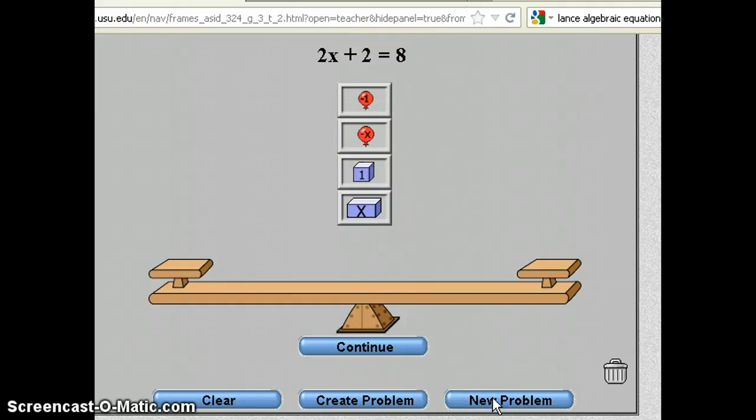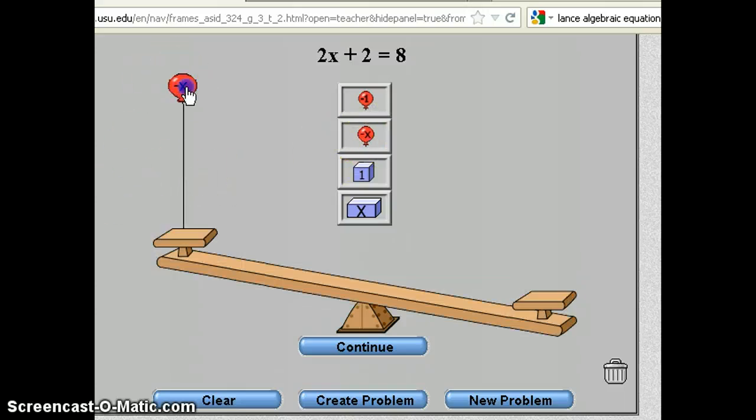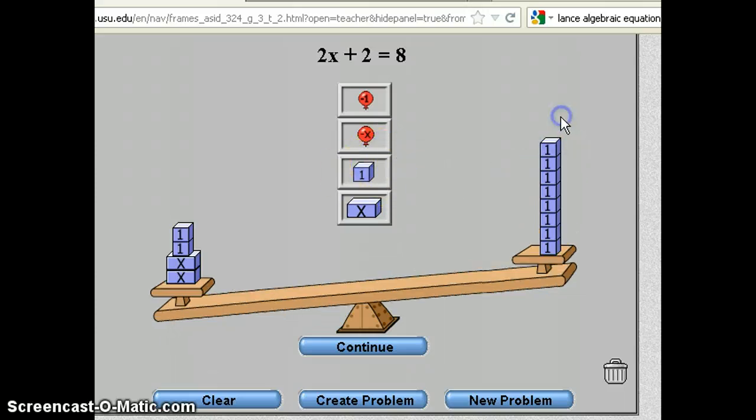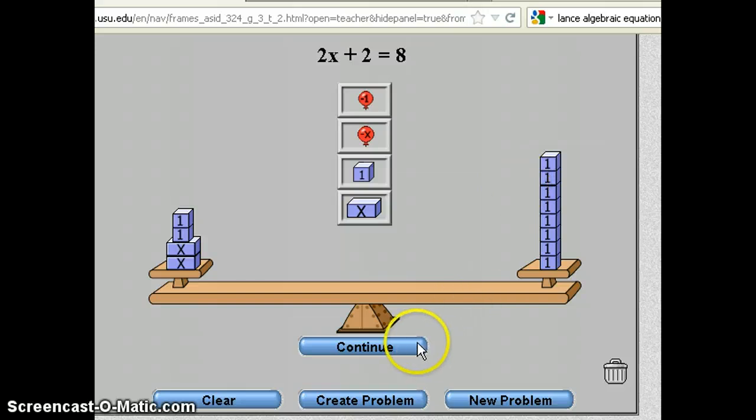Let's try a new one. There we go. This one will work out nicer. That last one, I think it was, oops, daisies. That's not what I wanted. 2x blocks plus 2. And these are all positives. Equals 2, 3, 4, 5, 6, 7, 8. And this can count for one of your problems on your worksheet, by the way.